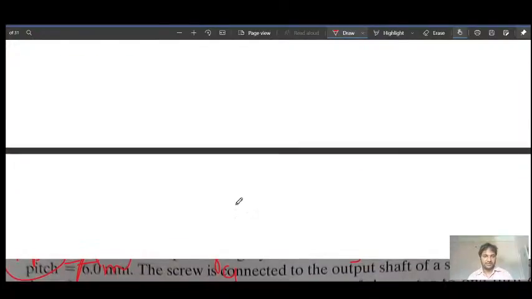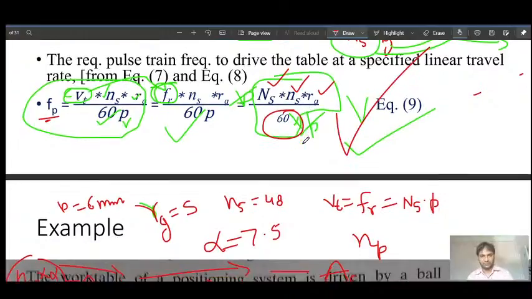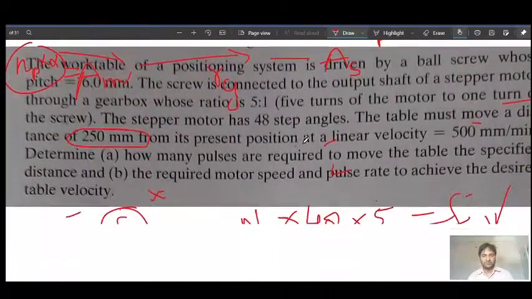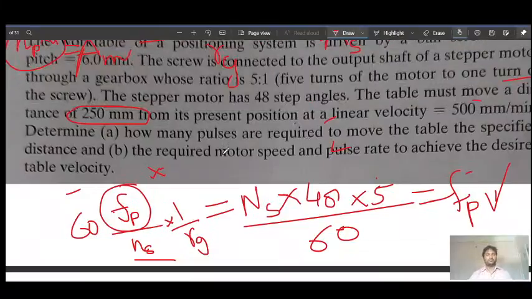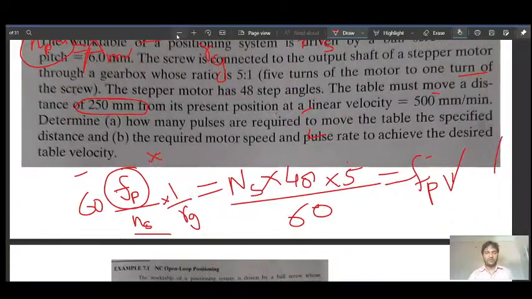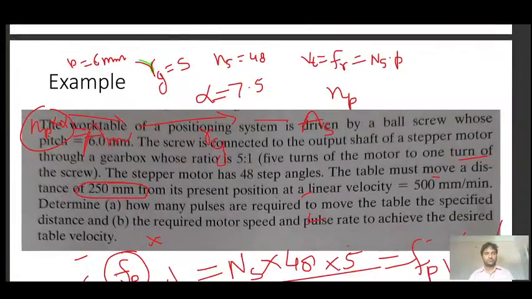So let me check it here. Fp is the same: Ns, 48 steps, 5, by 60. We are good. So find out this value, that is our answer. Okay, and if you have any doubt you can ask. So we have finished today's talk on this topic.